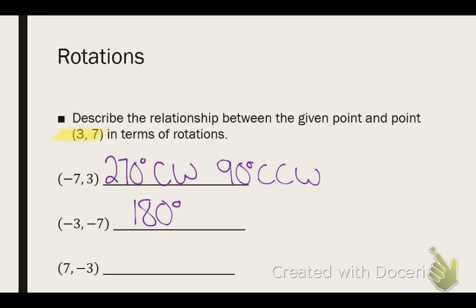All right, what about the last one? 270 clockwise. Yes, 90 clockwise. And then 270 counterclockwise, and you are allowed to abbreviate. And those are your rotations. Okay, the code will be given to you on the test tomorrow. Okay, so that's it for rotations.